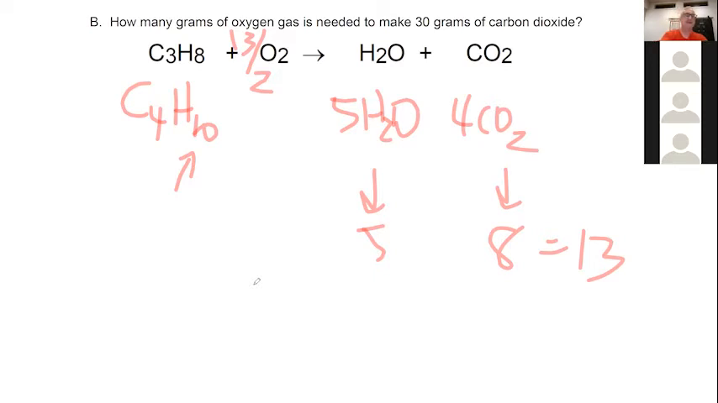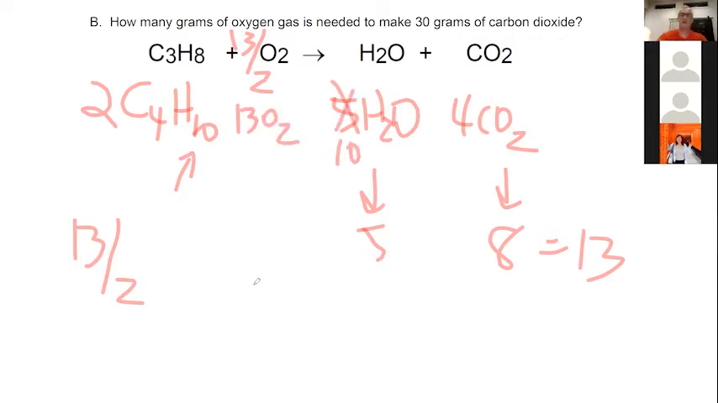What's the easiest way to take 13 over 2 and make it into a whole number? Turn it into a decimal? Nope, that's not a whole number. Multiply by 2. So if I multiply everything by 2, then it balances. I multiply this by 2, this by 2, this by 2, and this by 2. And now everything's balanced. So that's the trick.